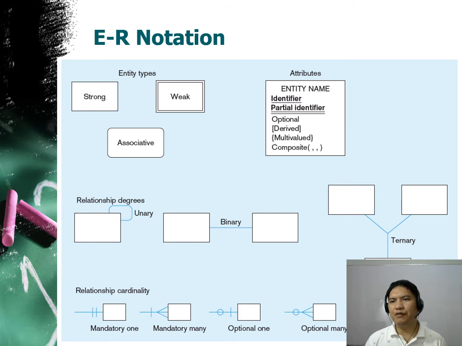So you have different relationship degrees there: unary, binary, and also ternary. And the relationship cardinality is also presented below. You might be wondering, how will you know the relationship between the entities? If you do not have any idea, you can base it on actual scenarios, just like what I have mentioned earlier between the customers and orders.